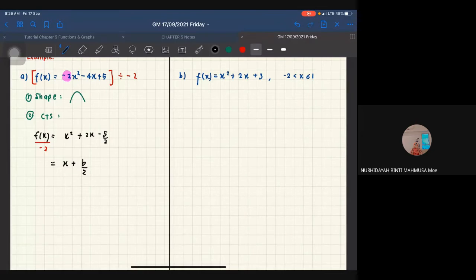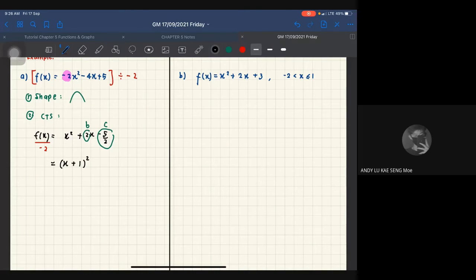So, kalau tengok dekat sini, nilai B kita apa? What is our value of B? 2. Okay, so ni adalah B. This one is B, this one is C. Okay, so B divide by 2, meaning that 2 divide by 2, you just have 1. So, dekat sini awak tulis 1 sahaja. And then awak buat square. Okay, so settle dekat situ.